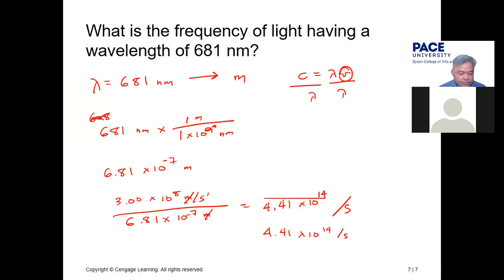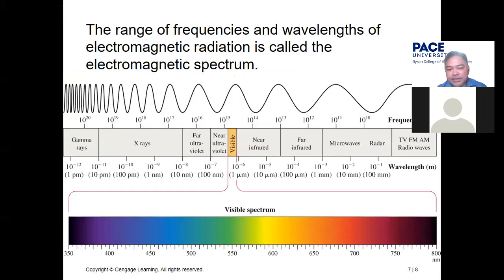Now, to give you an idea where we find the 681 nanometer, I'm going to introduce you to the so-called electromagnetic spectrum. This is the electromagnetic radiation, which allows us to tell about the atomic structure. In the different regions, there is a small region here that allows us to see the visible spectrum.